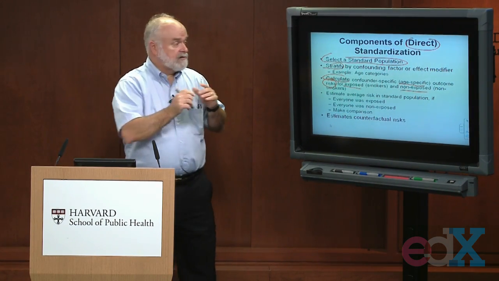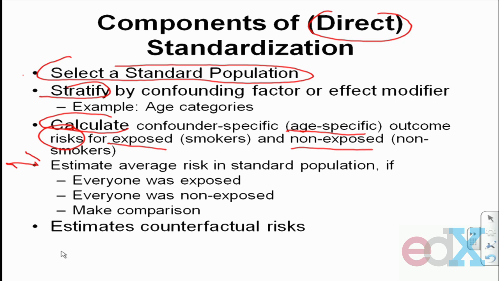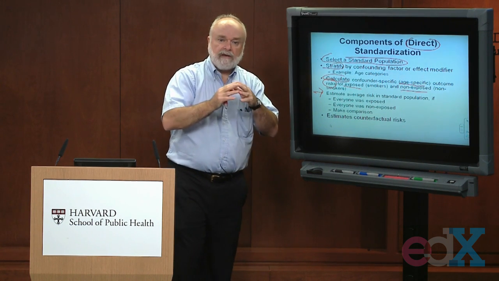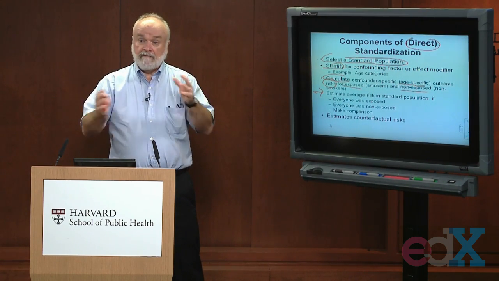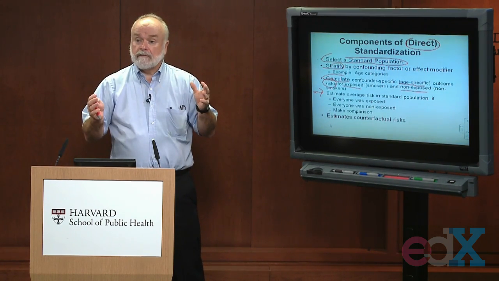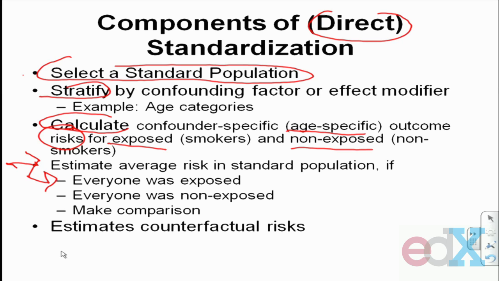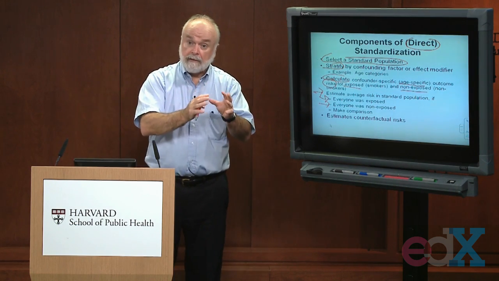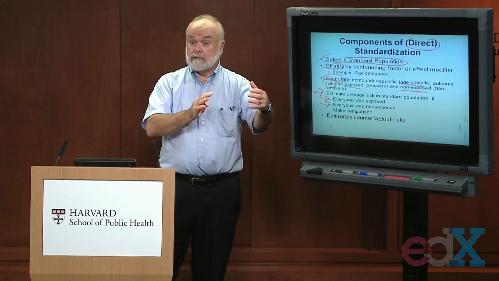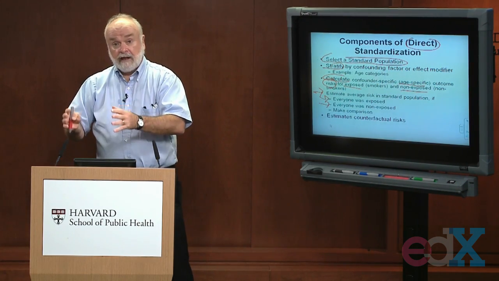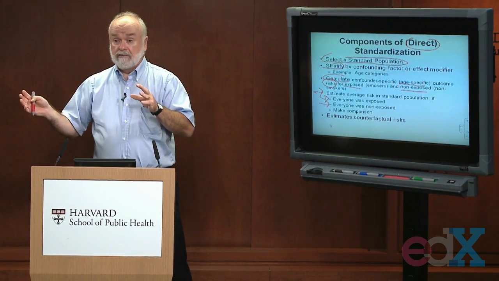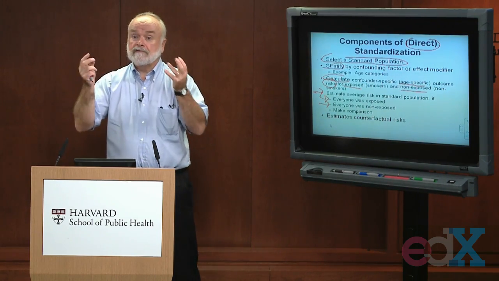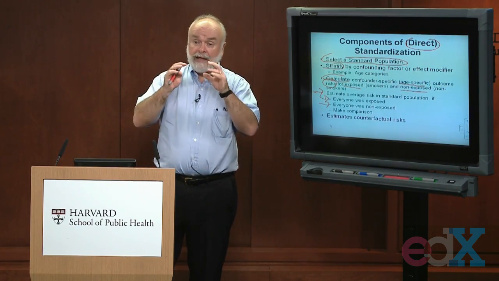I'm going to use those risks with the standard population to estimate a couple of things. I'm going to estimate what would happen in the entire population if everyone was exposed, say if everyone was a smoker. I'm then going to estimate what would happen in that same standard population if everyone was not exposed. And so I'm going to come up with two numbers, the expected number of events in that one single population if everyone was given the exposure, and the expected number of events in that one population if no one was given the exposure.